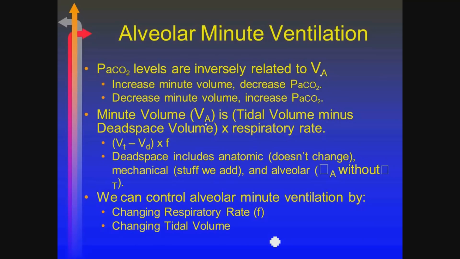And how do I determine that? 1 milliliter per pound of ideal body weight. So a 150 pound ideal body weight person would have approximately 150 milliliters of anatomic dead space. It does not change. It's always there. There's also mechanical dead space, which is stuff that we add on between the ventilator Y and the endotracheal tube. Anything you put in that space is considered mechanical dead space.